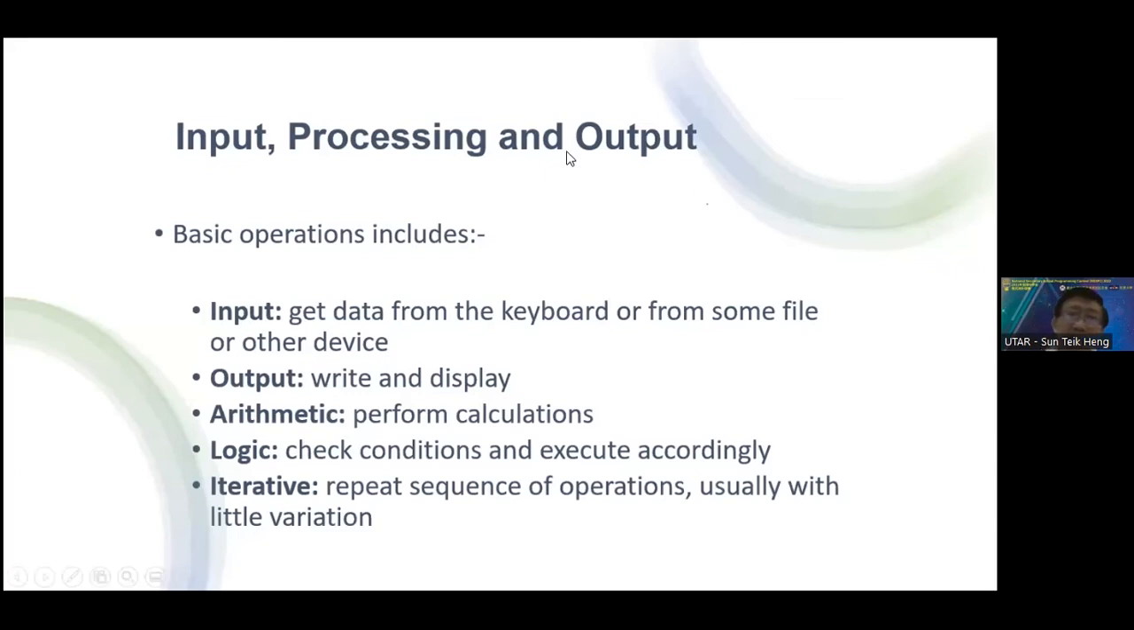Then how about your output? After you process, you get the result, and now you want to output it to the user. You can output it to a monitor. You can output it to a printer, right? You can output it to a hard disk. So these are the output devices. Of course, printer and monitor are output devices. Some of the devices are input and output, that means they can be used as input or output. Like for example, your disk. A disk can be an input device. It can also be an output device.